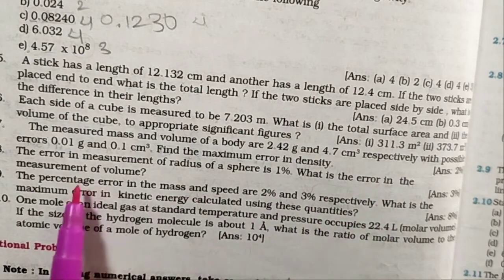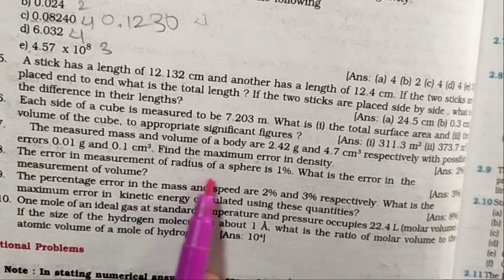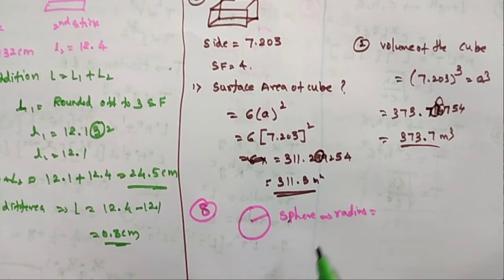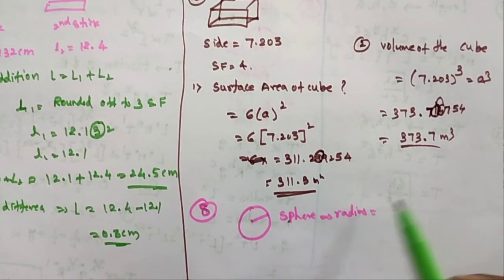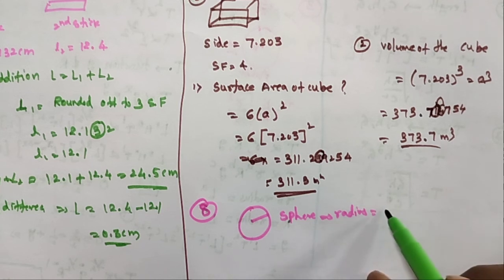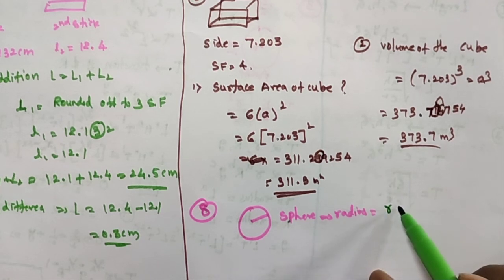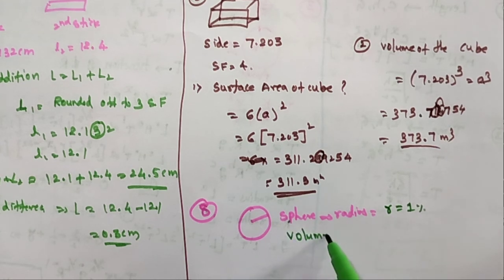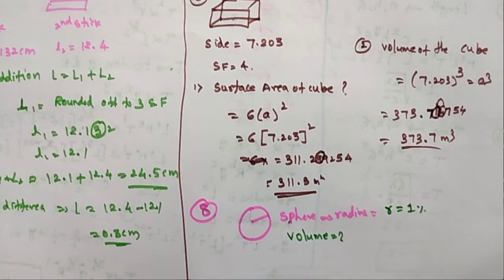The error in measuring the radius of a sphere is 1%. What is the error in the measure of the volume? So the radius of the sphere, r, is given as 1%. What is the volume of the sphere?